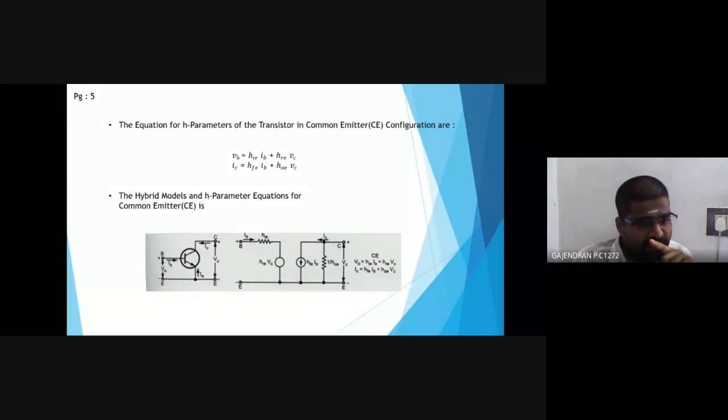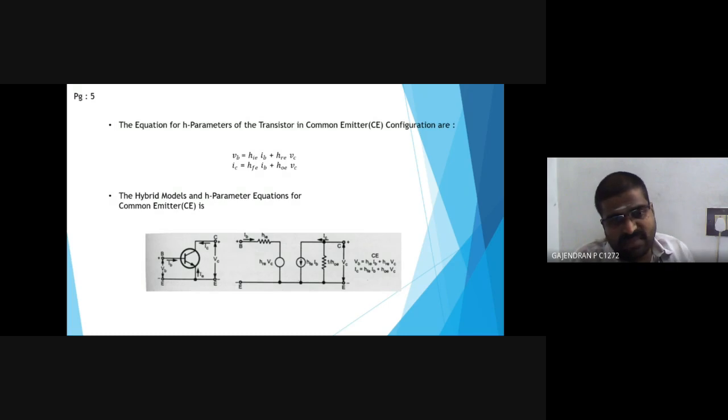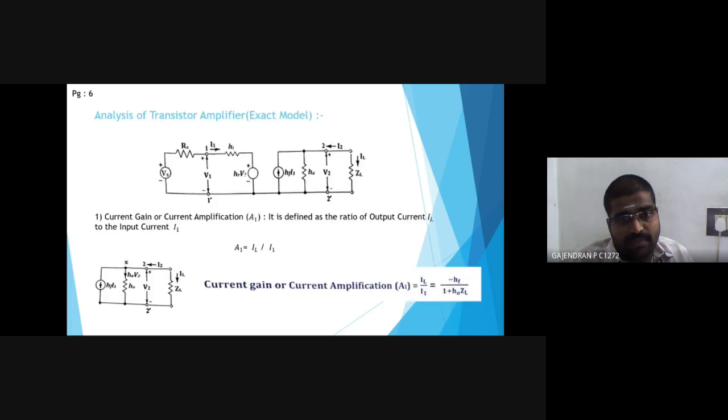The hybrid model and the H parameter equations for common emitter: you can see below the circuit schematic on the leftmost, the transistor hybrid model in the center, and the equations. Now we're going to analyze the transistor. Analysis means, as I said earlier, that H parameters are used to analyze the characteristics of the transistor. We can analyze four things: current gain, input impedance, voltage gain, and output impedance. Now we're going to analyze them one by one.